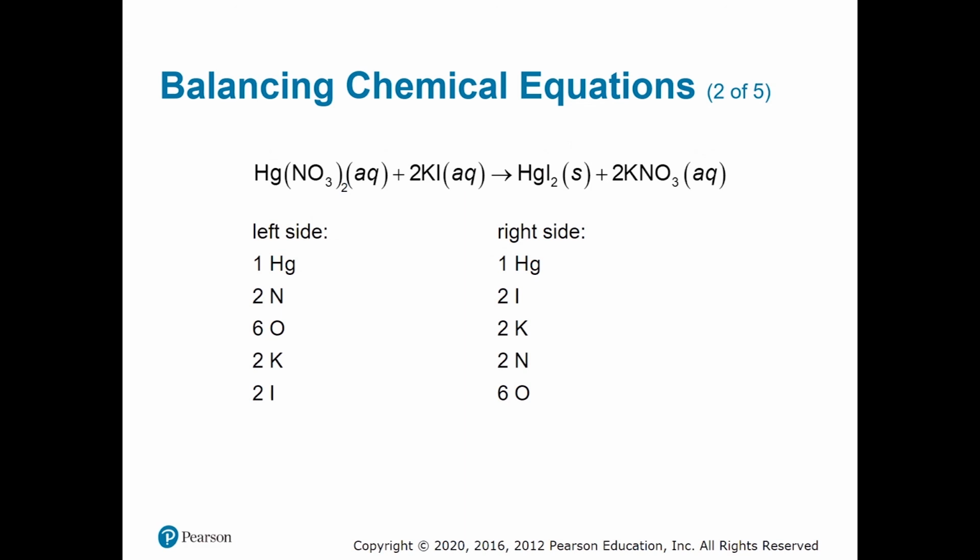Looking at our equation, we can see that it's balanced. There is 1 mercury, or Hg, atom, 2 nitrogen atoms, 6 oxygen atoms, 2 potassium, or K, atoms, and 2 iodine atoms on both the reactant and product sides of the equation. When counting these, you need to take into account the numbers in front of any chemical formula, as well as any subscripts in the chemical formulas themselves, including any that come after parentheses.